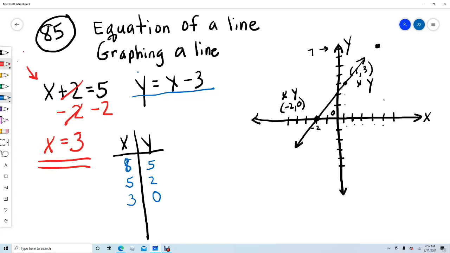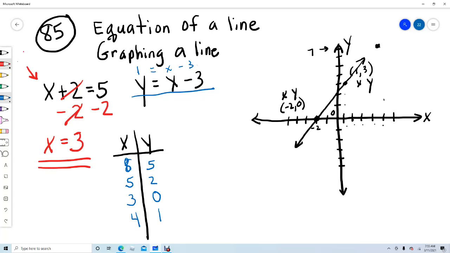So what you do is you throw in some y values and you ask yourself what value for x makes that sentence true. When y is 1, 1 equals x minus 3. What is x going to be? It's got to be 4. The only thing that makes that true is if x were to be 4, because 4 minus 3 is 1.